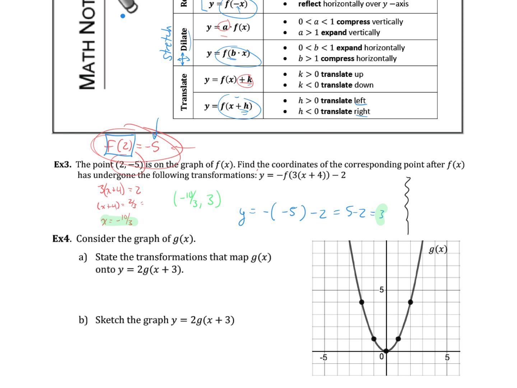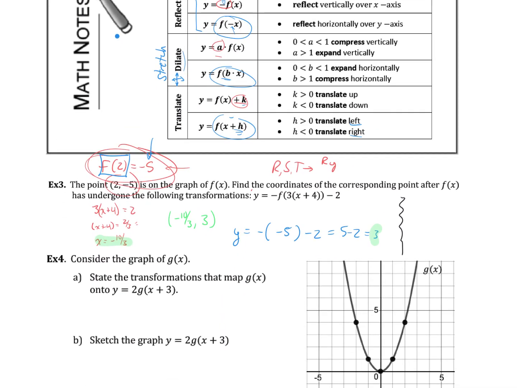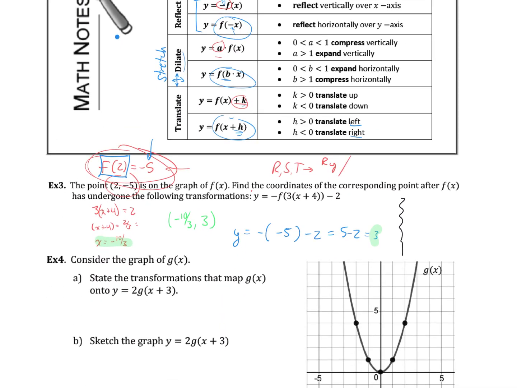Okay, let's think about the reflect, stretch, translate involved with this. I have a reflection over the y-axis, is that right? Oh, it's right there, good. And then I have a stretch of a 3, that's the only stretch I have going on. Notice how the parentheses are very tricky here. If I wrote this as 3x plus 12, I couldn't read the 4 as a translator correctly.